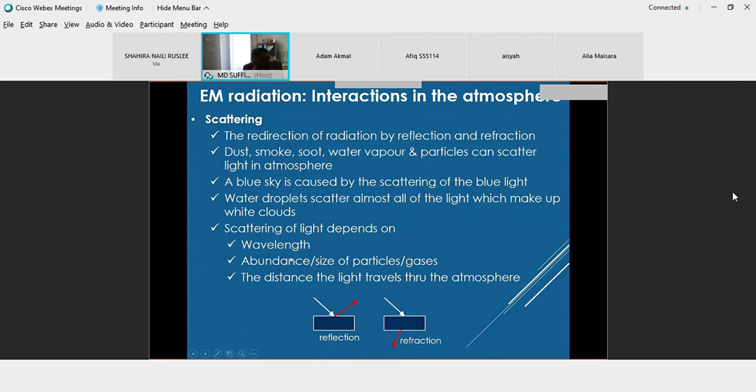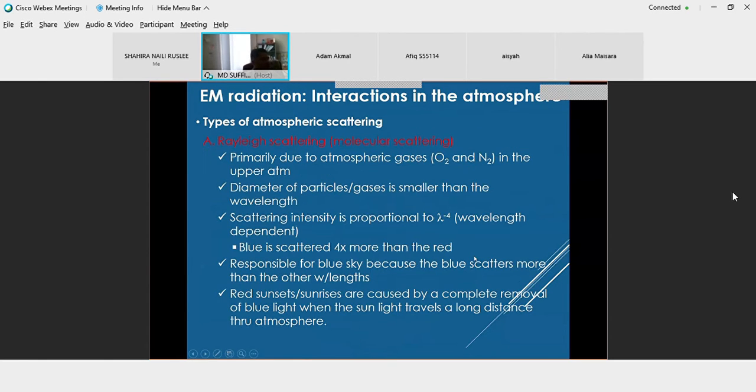So scattering depends on wavelength. It depends on the abundance and size of particles and gases in the atmosphere, and the distance of the light travel through the atmosphere. And then for the types of atmospheric scattering, kita ada Rayleigh scattering.